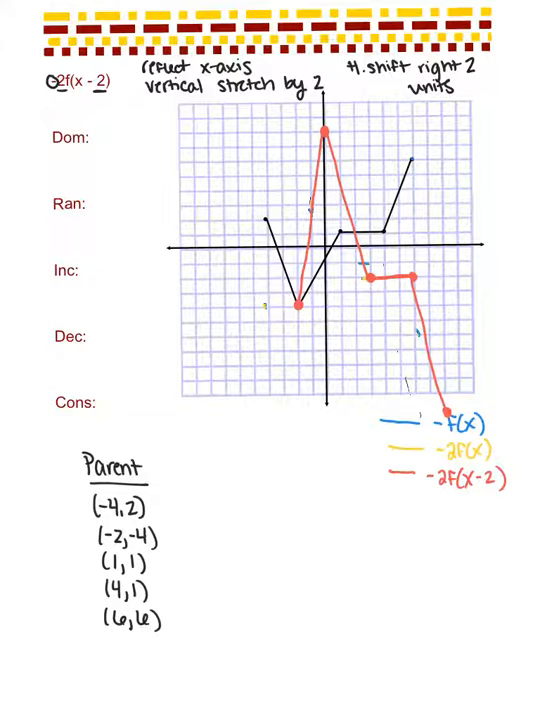So now I think we should go ahead and do our domain and range and our intervals of increasing, decreasing, and constant, and then we can go through and see how a person who is using the point method would work this and graph it.